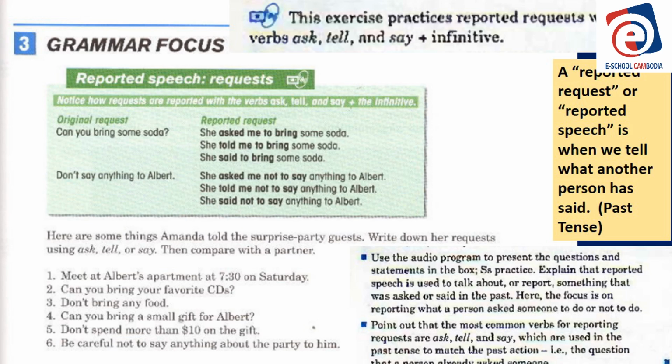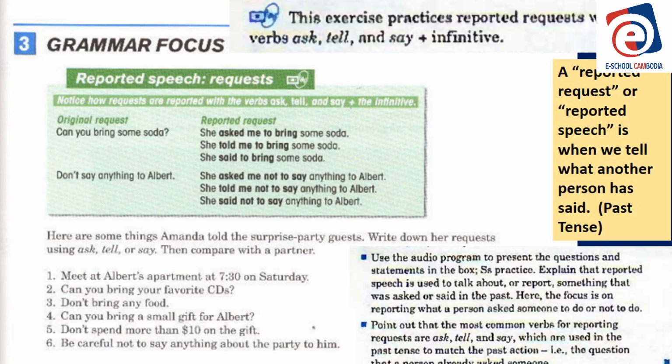All right. Let's look at the bottom of the screen, and on the right side I have something from the teacher's book. Let's read that. The blue dot: "Use the audio program to present the questions and statements in the box." That's what I just did. I don't use the audio program, I say it myself. Students practice. So you're supposed to practice saying all of the sentences in the green box.